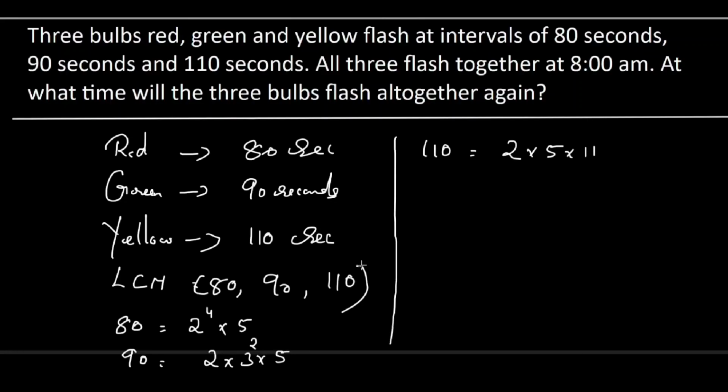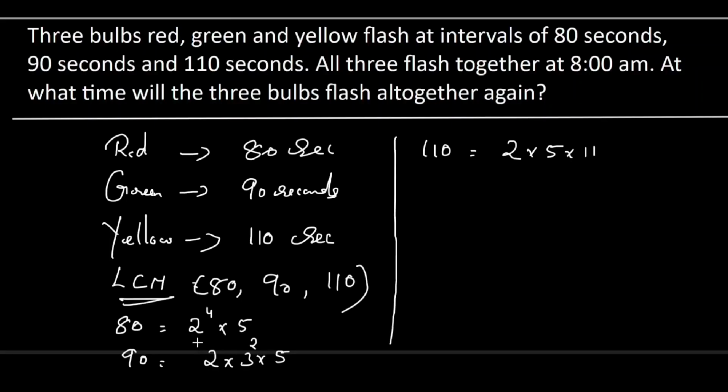Right? Now find the LCM. Now take the highest power of all primes. For the LCM, we are taking the highest power. For the HCF, we are taking the lowest power. Right? Now here we have to find the LCM, so take the highest power.